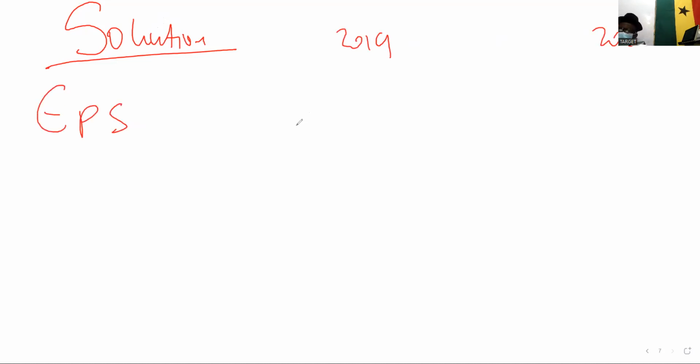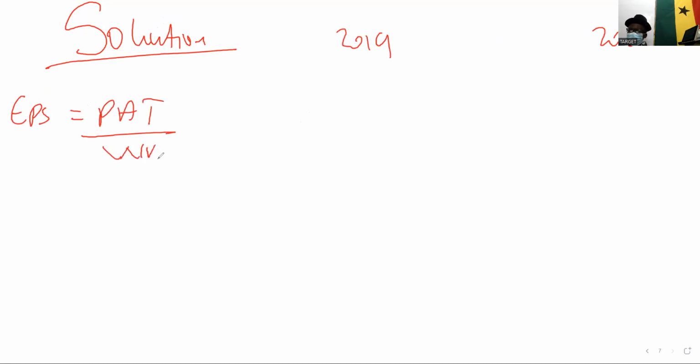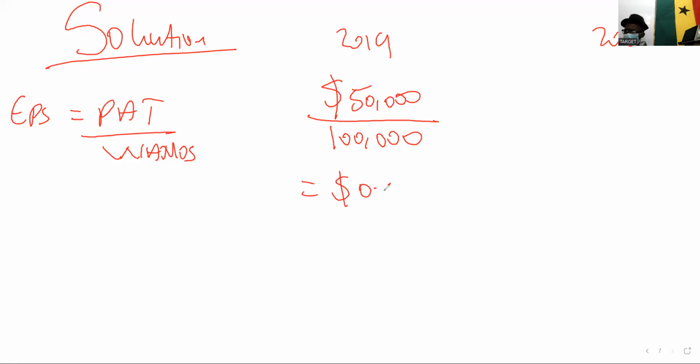Then write earnings per share. Of course, I have to code a formula. The more I code, the more I remember. Earnings per share is nothing but profit after tax over number of shares. For 2019, profit after tax is still $50,000, number of shares is still 100,000 shares. Hence, we are still getting $0.5. For 2020, the profit after tax is $70,000. We don't know the number of shares.